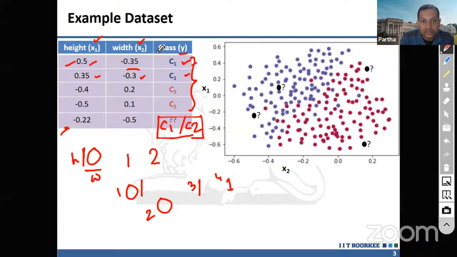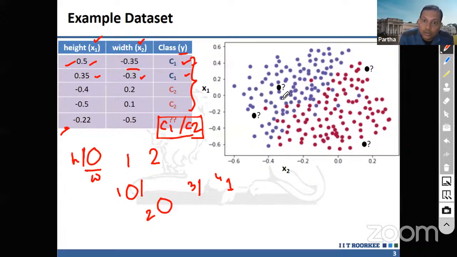If I want to visualize this information, let us consider that I have lots of data, and as I have only 2 features, I want to visualize all this data in 2 dimensions, with x1 and x2. X1 is height. Let us consider that I have several examples, 100 examples. Some of these examples are blue, and some of these examples are red.